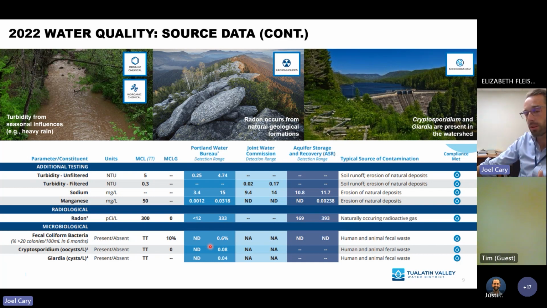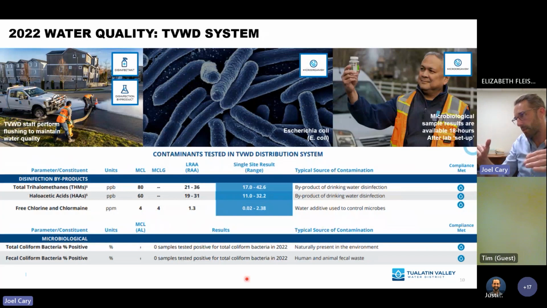So as you work through the report, you'll see going down that table, then we get into our distribution system stuff. That's the stuff that our staff collect directly from the system. We're looking at things like contaminants related to disinfection byproducts, things in our system that we know are there because we add things like chlorination, but we do our best to make sure we minimize those through really proactive and optimal maintenance of the system.